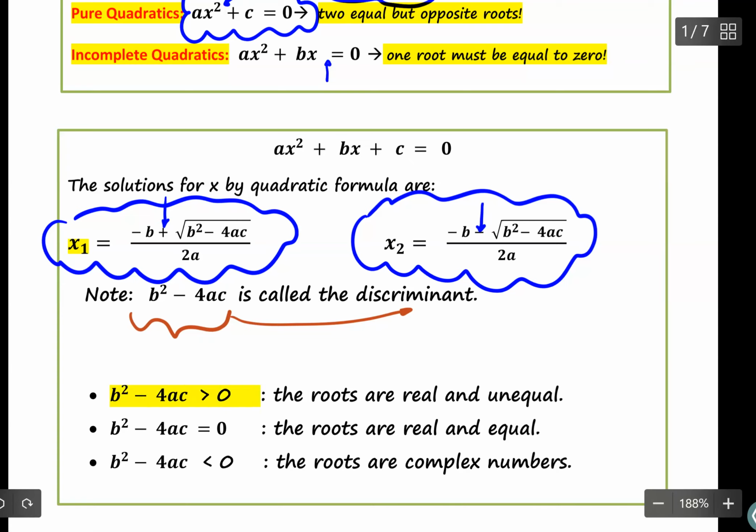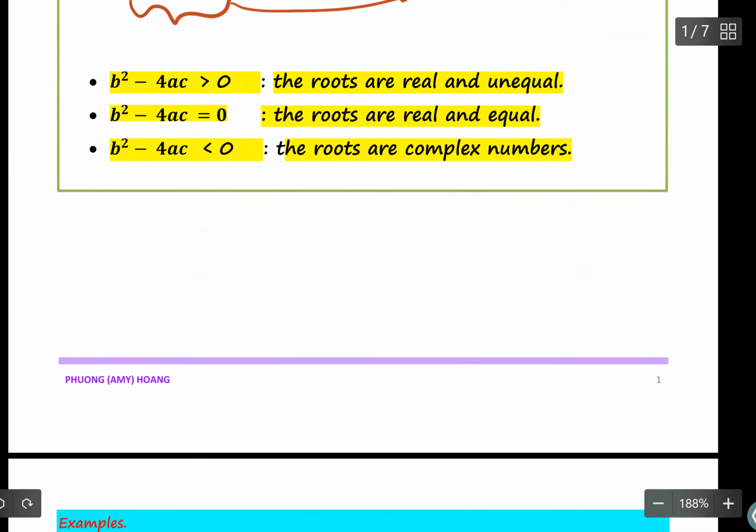So if you take b squared minus 4ac greater than 0, the roots are real and unequal. If you calculate b squared minus 4ac and you find that it's equal to 0, the roots are real and equal. b squared minus 4ac less than 0, the roots are complex numbers. So let's go over a few examples.